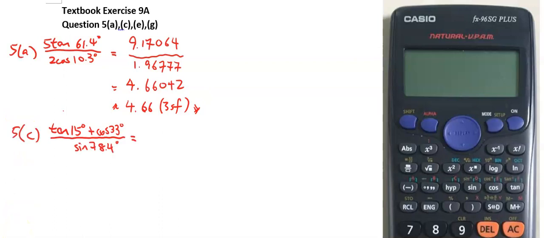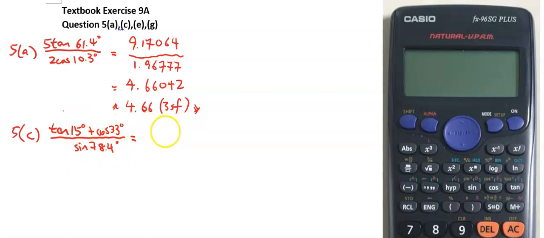Next, in 5c, we are supposed to calculate tangent 15 plus cosine 33 divided by sine 78.4. If you key into your calculator, make sure that whatever buttons you use, you make your calculator evaluate the numerator and denominator separately before they divide by each other. If you are unsure, you can always work out term by term, work out the numerator and the denominator, and then you divide them.